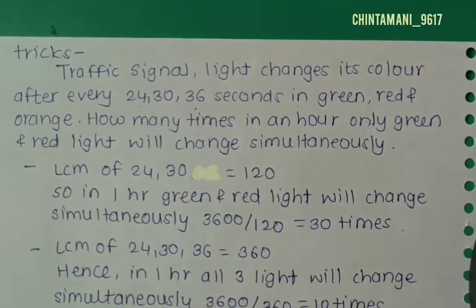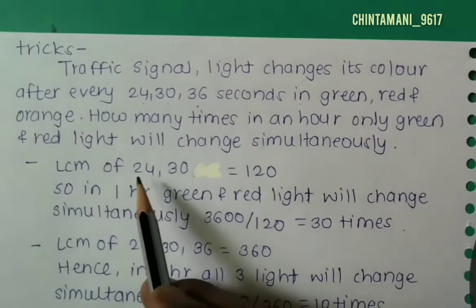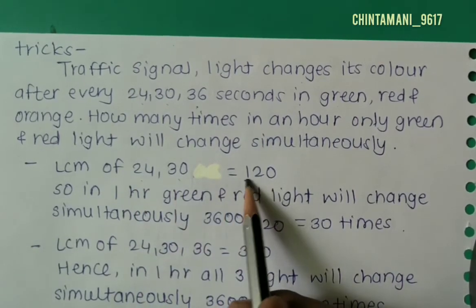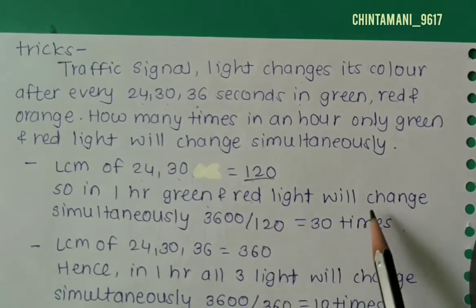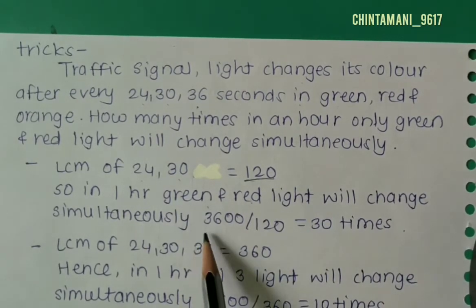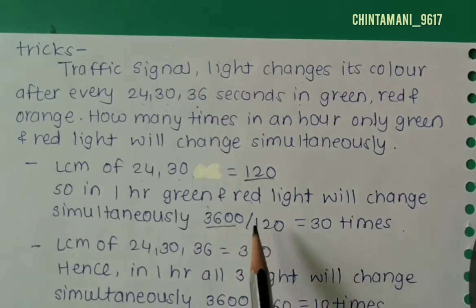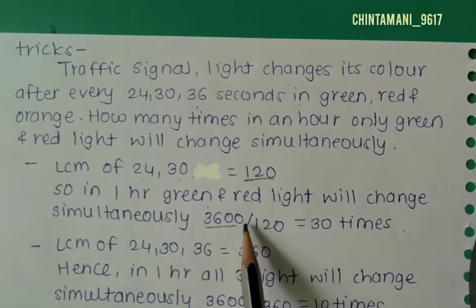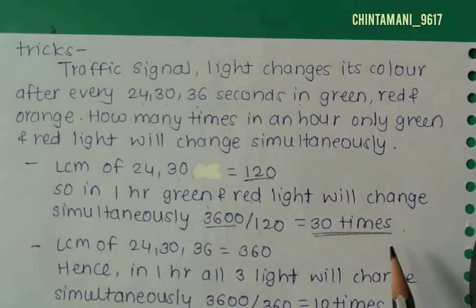So first of all, identify the LCM of the given numbers. What is the LCM of 24 and 30? That is 120. So in 1 hour, the green and red light will change simultaneously 3600, that is, 1 hour is equal to 3600 seconds, divided by our LCM 120. The answer is 30 times.